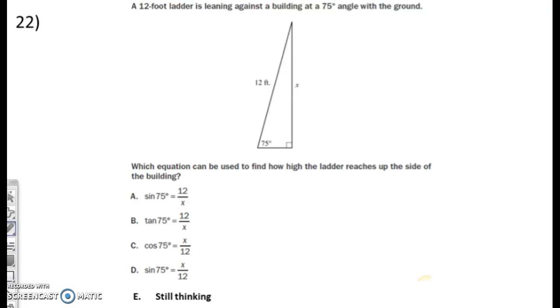A 12-foot ladder is leaning against a building at a 75-degree angle with the ground. Which equation can be used to find how high the ladder reaches up the side of the building?